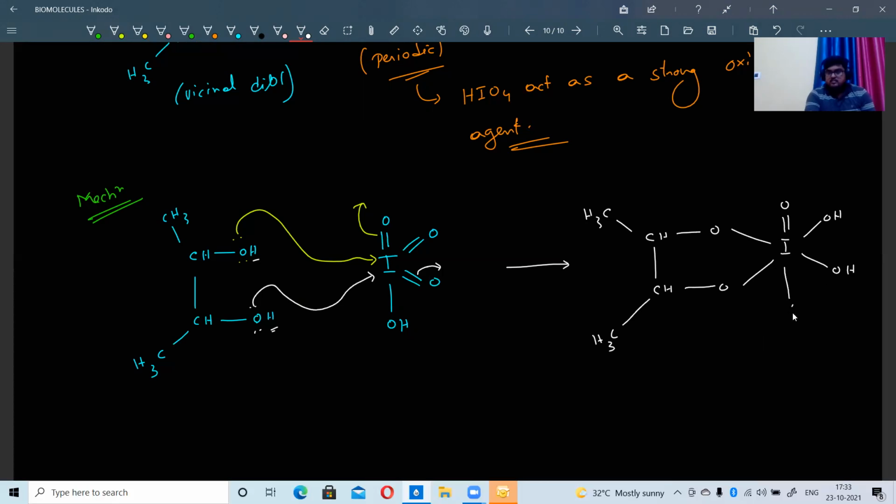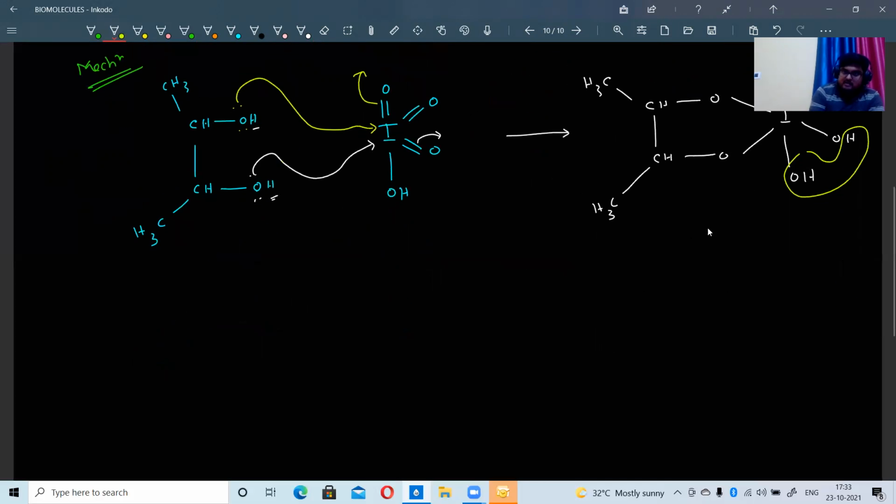So it looks like this way. Now, I already told you a geminal diol is highly unstable. That's why one water molecule removal takes place. After removal of the water molecule, what do you get? You get CH3 attached with oxygen, double bonded O.